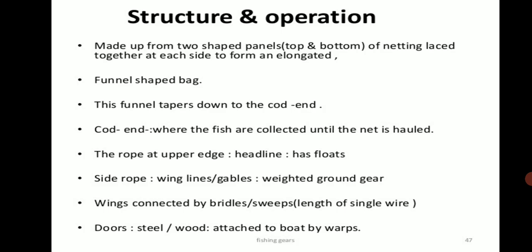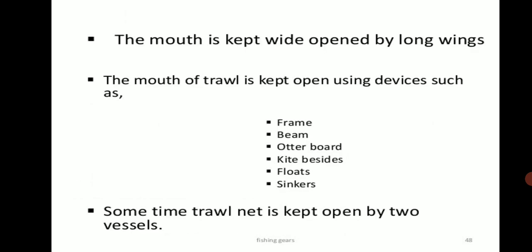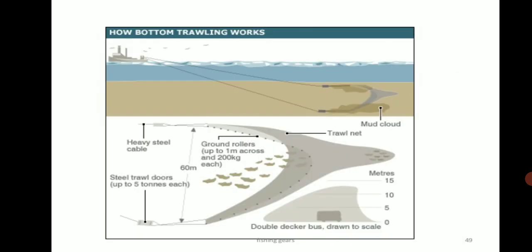Side rope, wing lines, bobbins, weights, ground gear, wings connected by the bridle, sweeper, length of single wire, doors of steel or wood attached to the boat by the warps. The mouth is kept wide open by the long wings. The mouth of the trawl is kept open using a device such as a frame, beam, otter board, kite, floats, sheers. Sometimes a trawl net is kept open by two vessels.